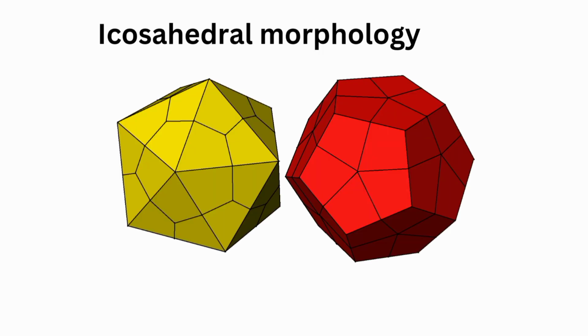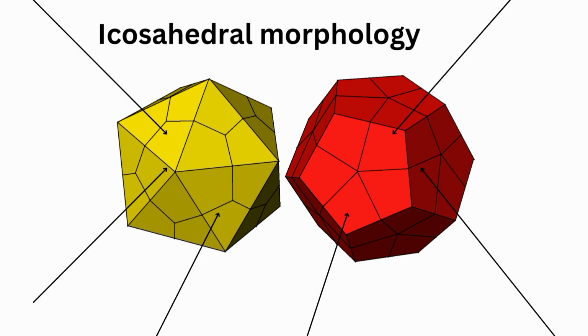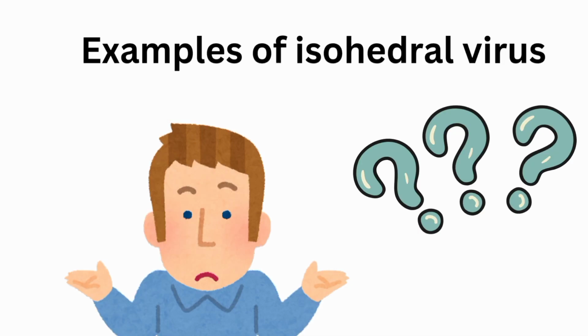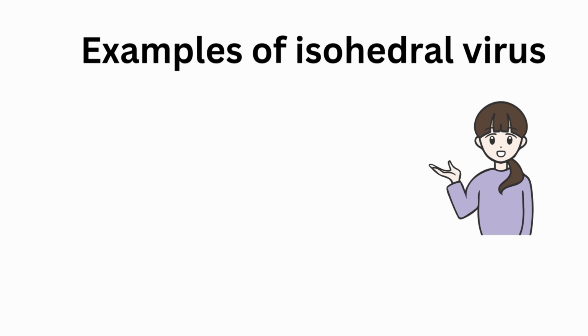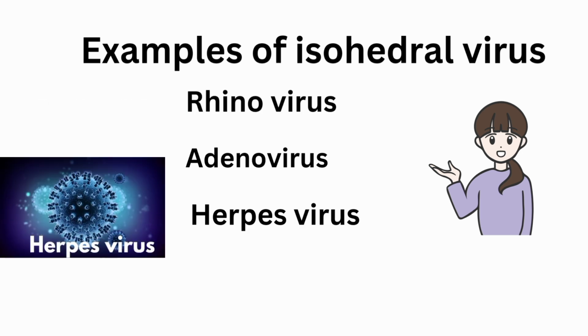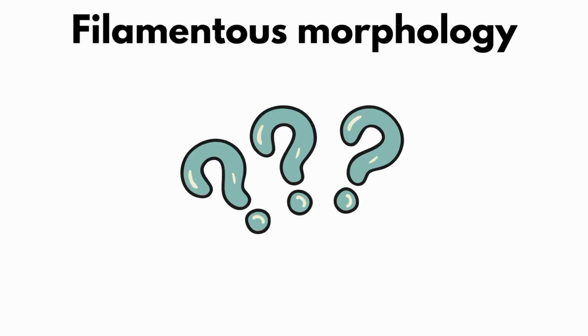So this is a basic illustration of an icosahedral virus morphology. As you can see, these are the triangular faces. There are supposed to be 20 in number, though I doubt if this image captured the whole detail. Meanwhile, this image simplifies how the 12 vertices of an icosahedral virus lie. By the way, what are examples of viruses with an icosahedral morphology? Examples include rhinovirus, adenovirus, herpes virus, poliovirus.